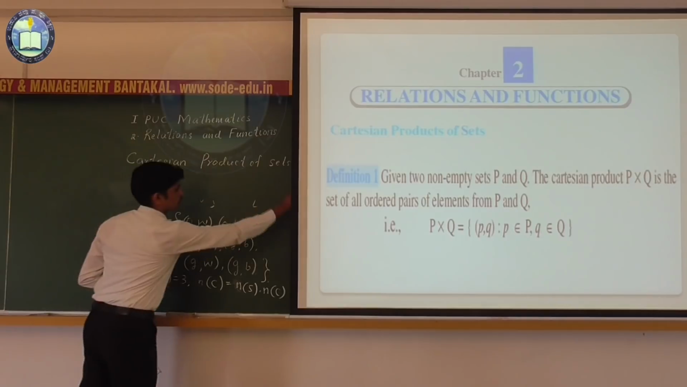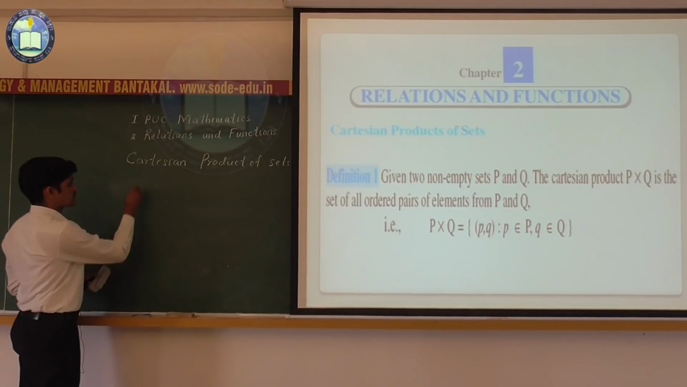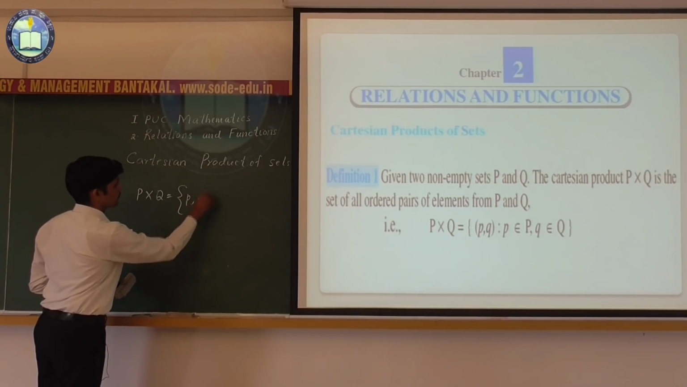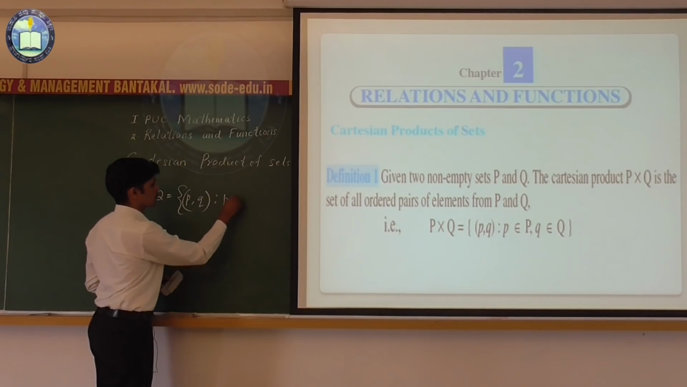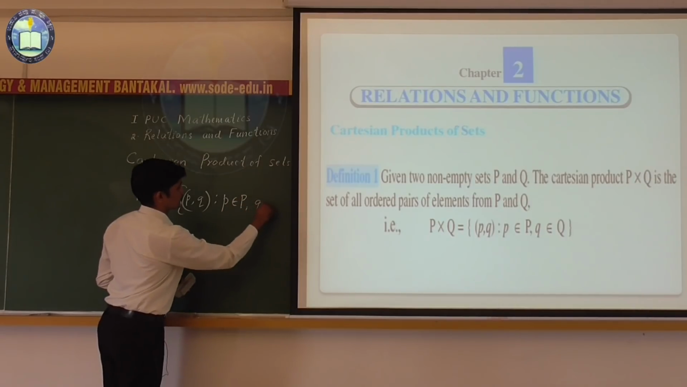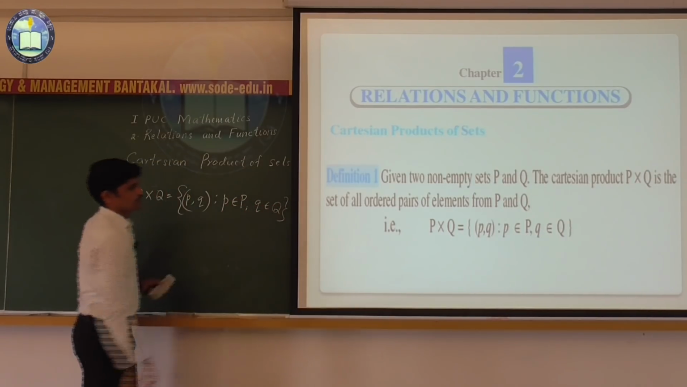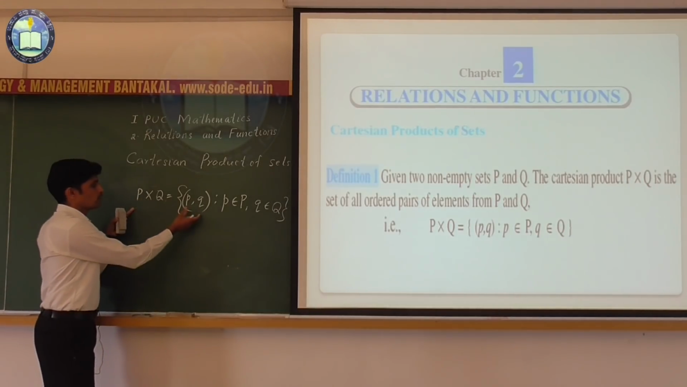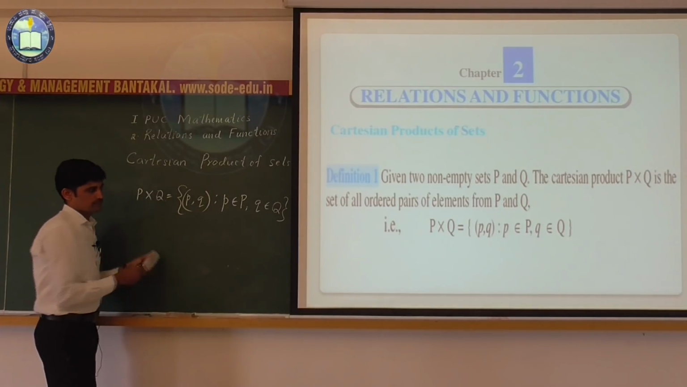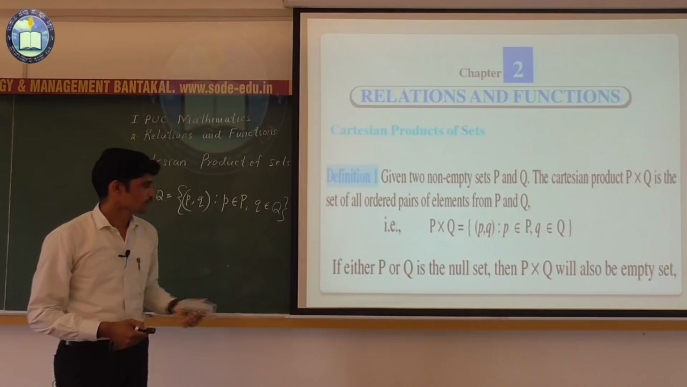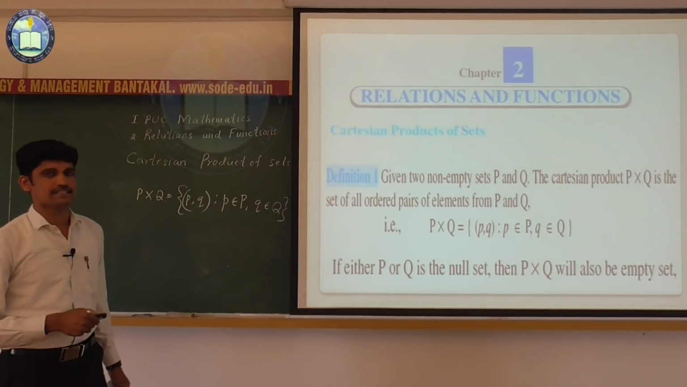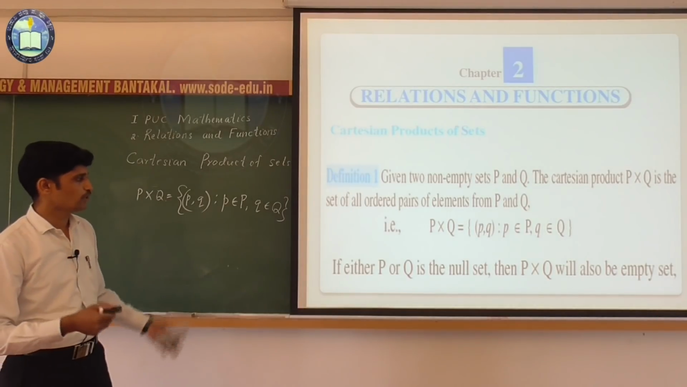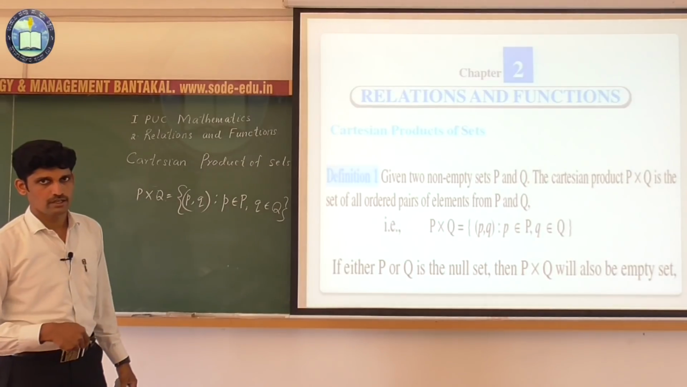Then the cross product P cross Q can be defined as P cross Q is equal to the set of all (p, q), where p belongs to the first set and q belongs to the second set, where P and Q are non-empty sets. Suppose P is an empty set, then there will not be any element in P cross Q also. If either P or Q is a null set, then P cross Q will also be an empty set because there will not be any element in the cross product also.